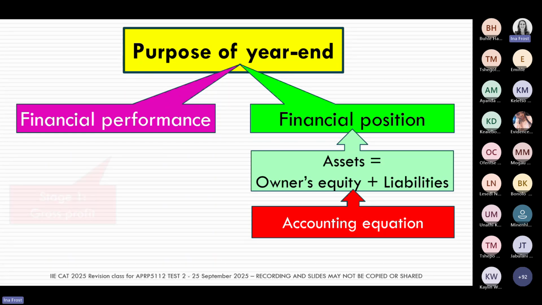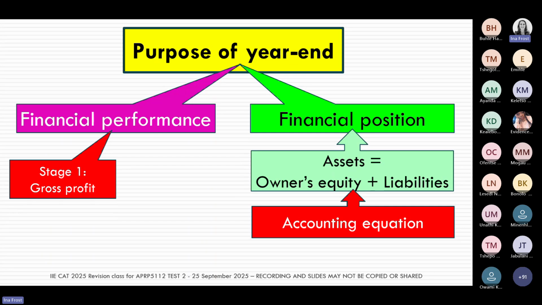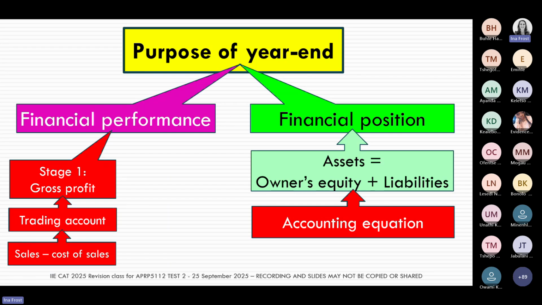Financial performance, on the other hand, is calculated in two stages. In the first stage, we're going to calculate the gross profit. The gross profit gets calculated in a brand new account, and this account's name is the trading account. And we use our sales, returns, and cost of sales to calculate our gross profit.